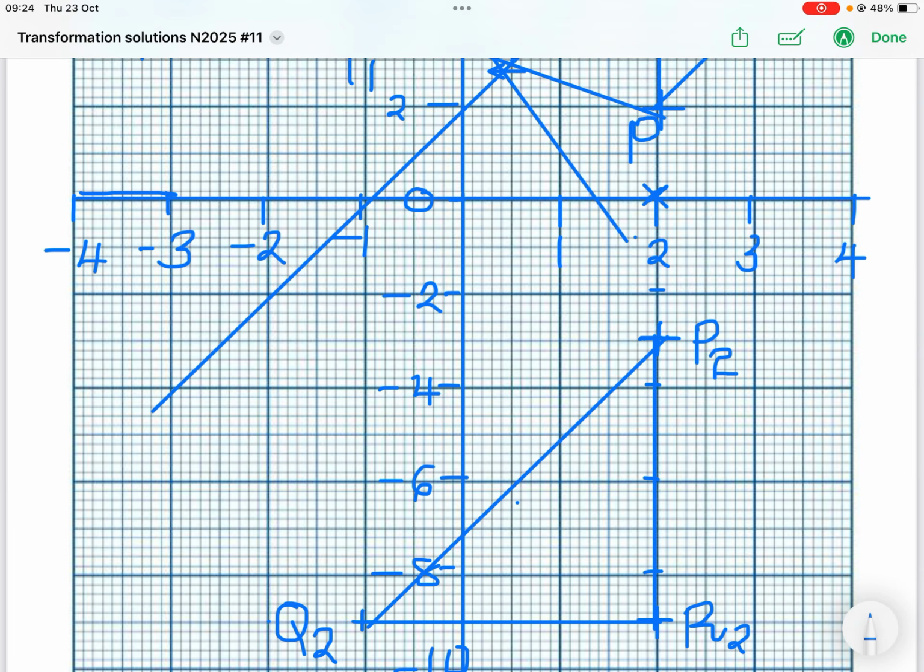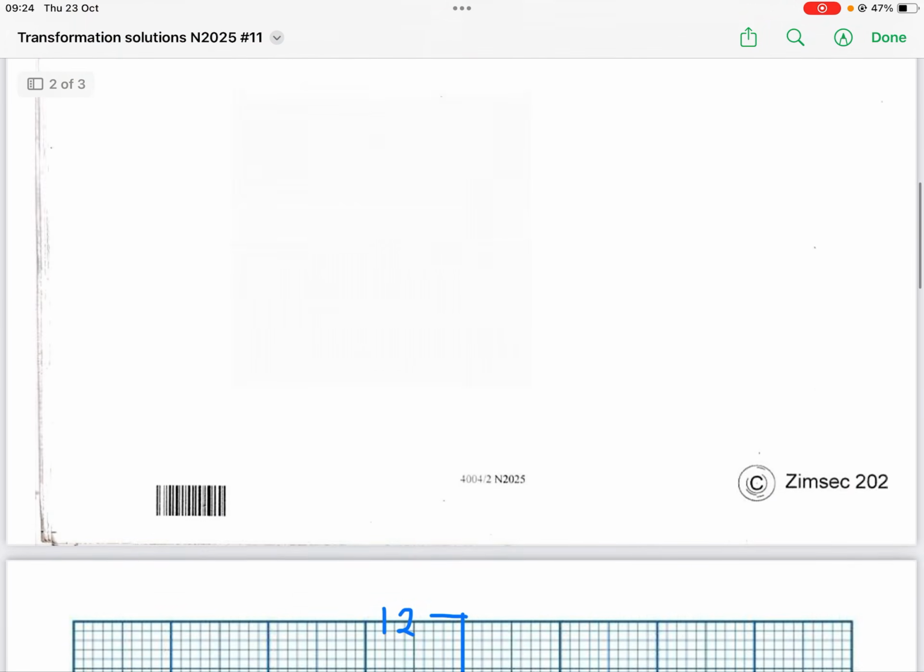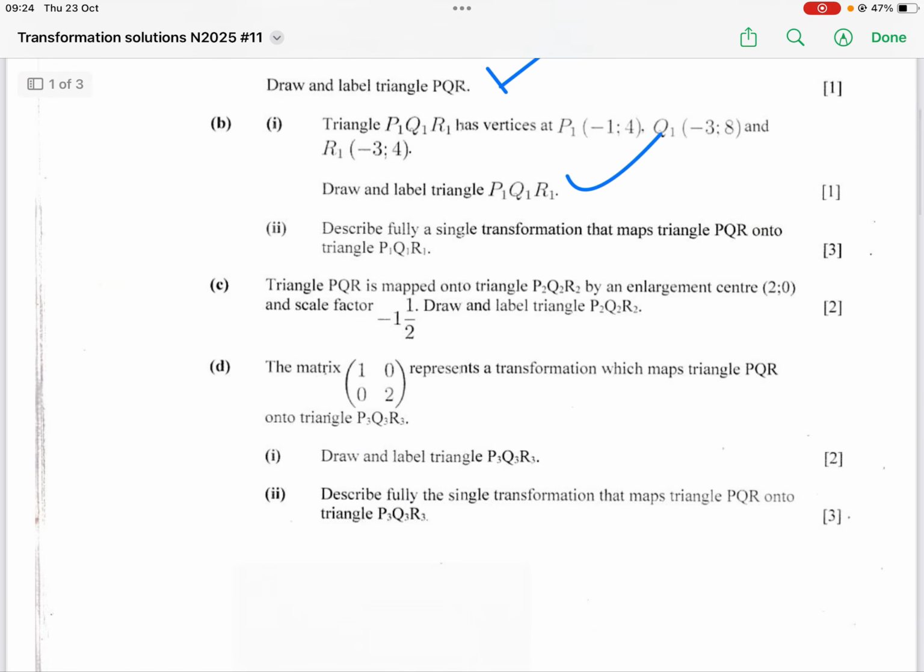Like this. So this is going to be our image. This is our image under enlargement. Scale factor minus 1.5 and center of enlargement is (2, 0). And then next, on part G, the matrix (1 0; 0 2) represents a transformation which maps triangle PQR onto triangle P3Q3R3. So we are required to draw and label triangle P3Q3R3.